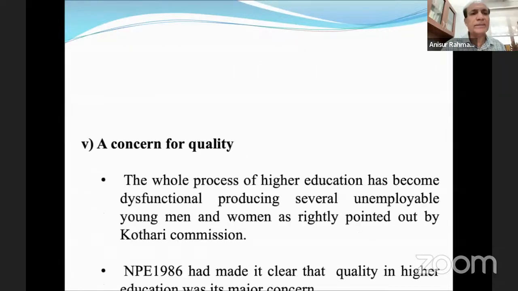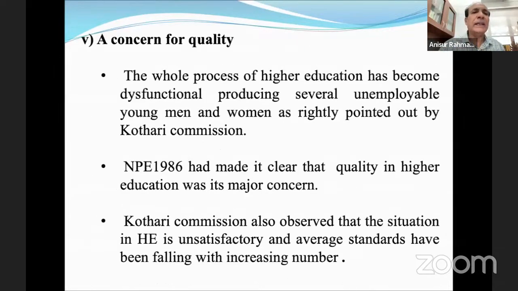And then, as I have already discussed, these are the two broad challenges, namely quality. What was basically perturbing is that the process of higher education has become dysfunctional, producing several unemployable youths, as it was said. If you see the scenario, that is still continuing. So we need to make our system so robust and so up to date that we could face the contemporary challenges.